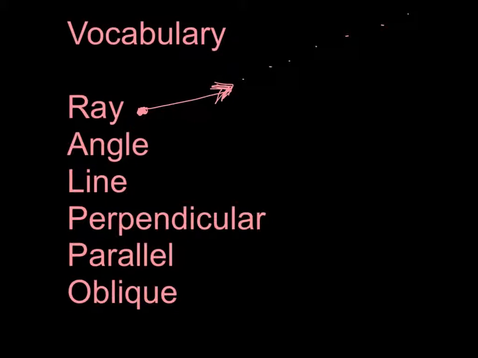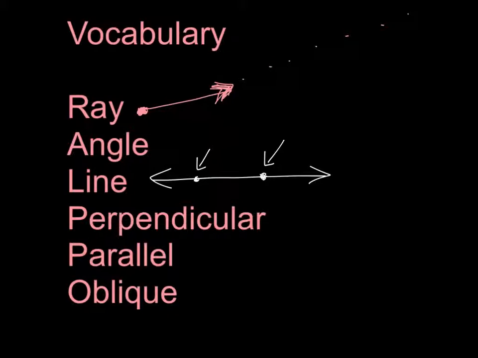The next one I want to introduce is line. So I'm going to skip angle for now, and we'll go to line. And a line is a set of points, so we'll put in 2 points, that form a straight path that extends infinitely in opposite directions. So it goes in both directions. So we draw a line with 2 arrows. So notice we have points in the middle. These are not endpoints because they are not on the end.